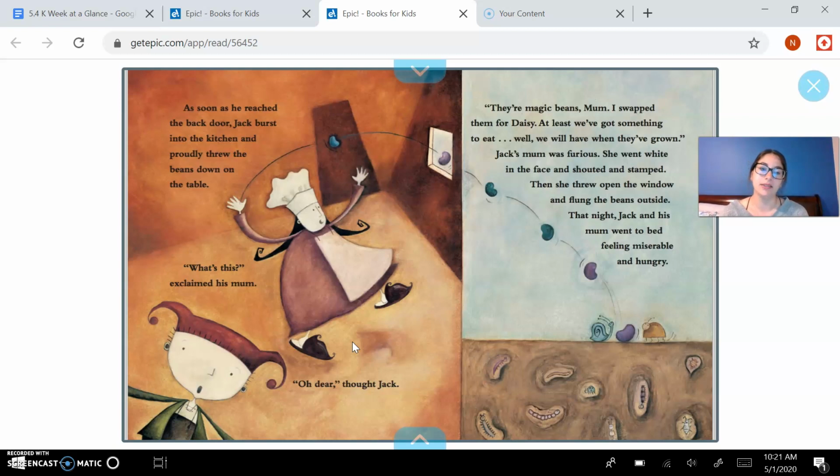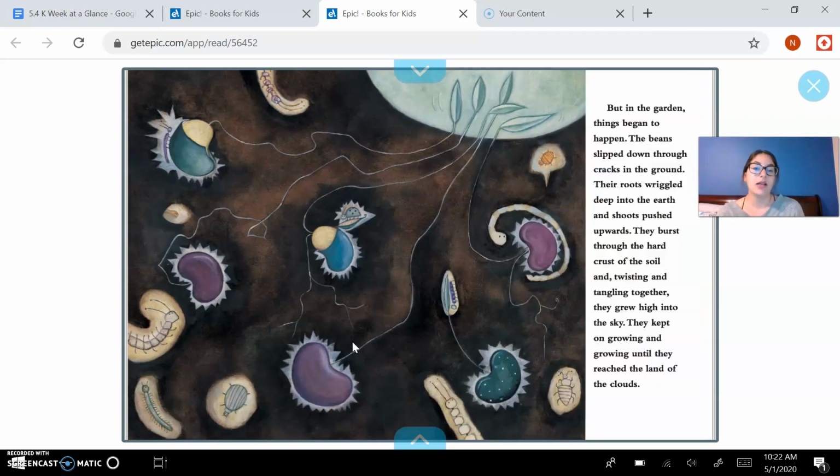That night, Jack and his mom went to bed feeling miserable and hungry. But in the garden, things began to happen. The beans slipped down through cracks in the ground. Their roots wriggled deep into the earth.